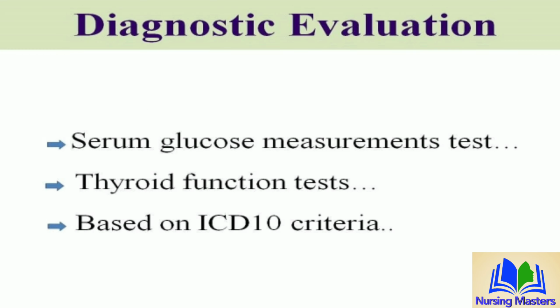Next is diagnostic evaluation. The first one is serum glucose measurement test to rule out hypoglycemia. Next, thyroid function test to rule out hypothyroidism. These tests are done because in hypoglycemia or hypothyroidism we see the same clinical features as in panic disorder. Next is ICD-10 criteria. These are all the diagnostic evaluations which are useful to diagnose panic disorder.